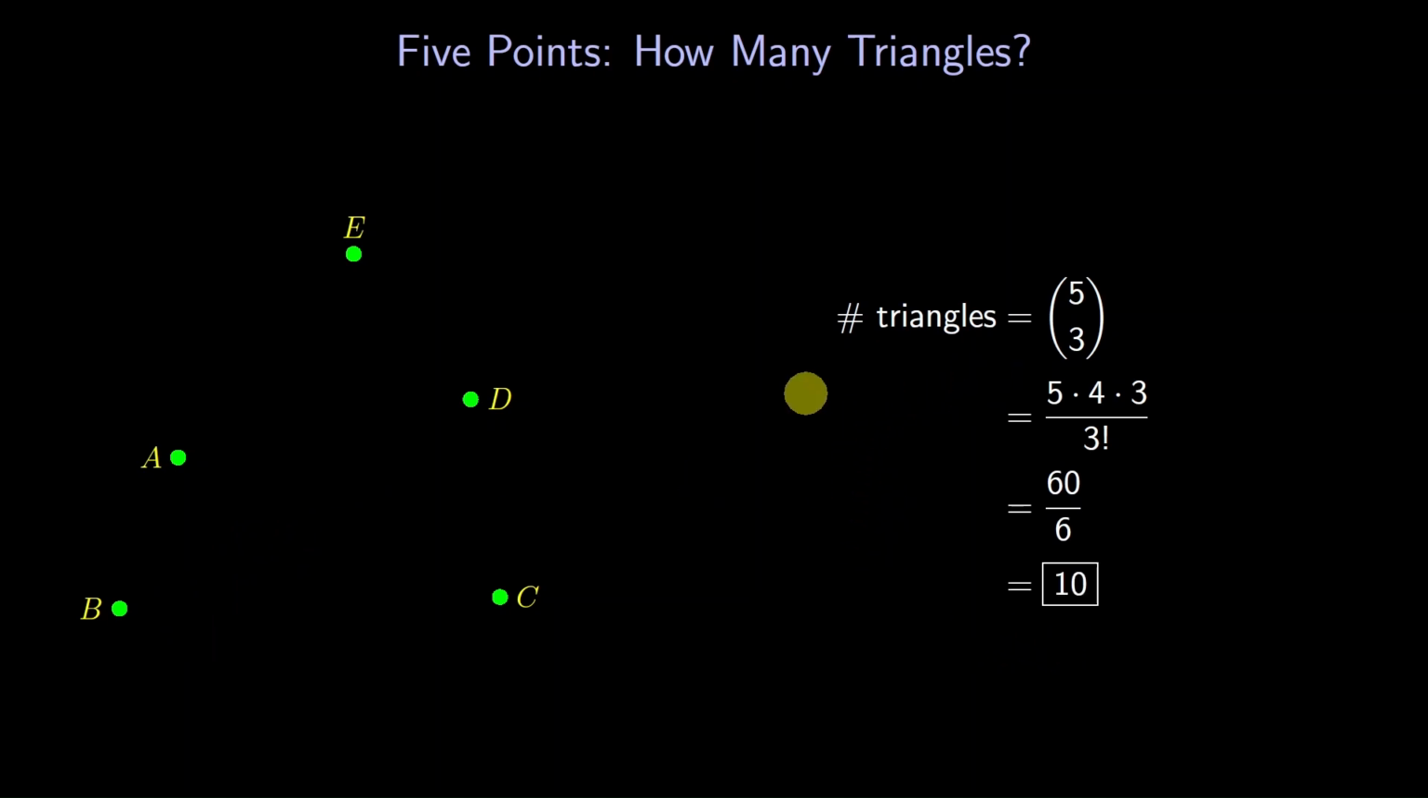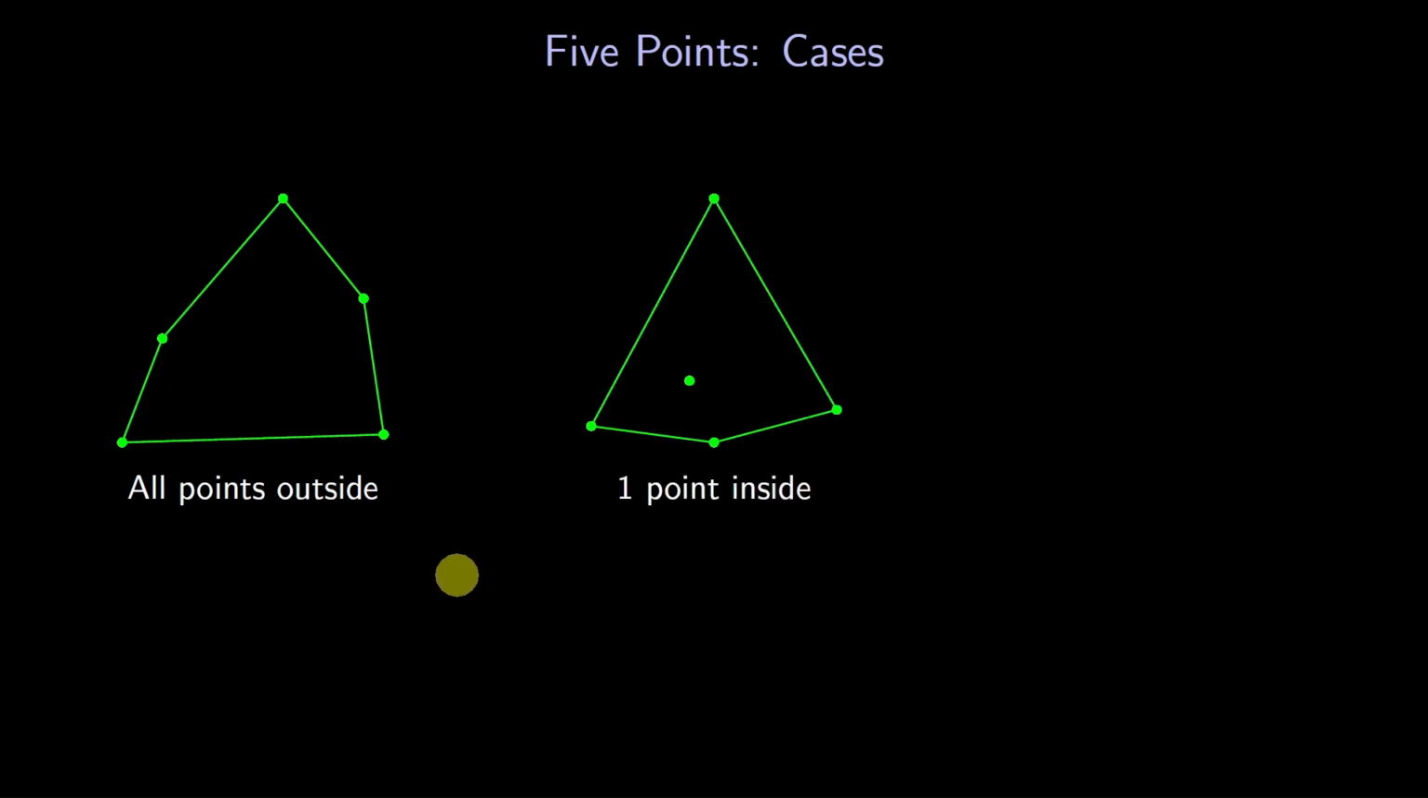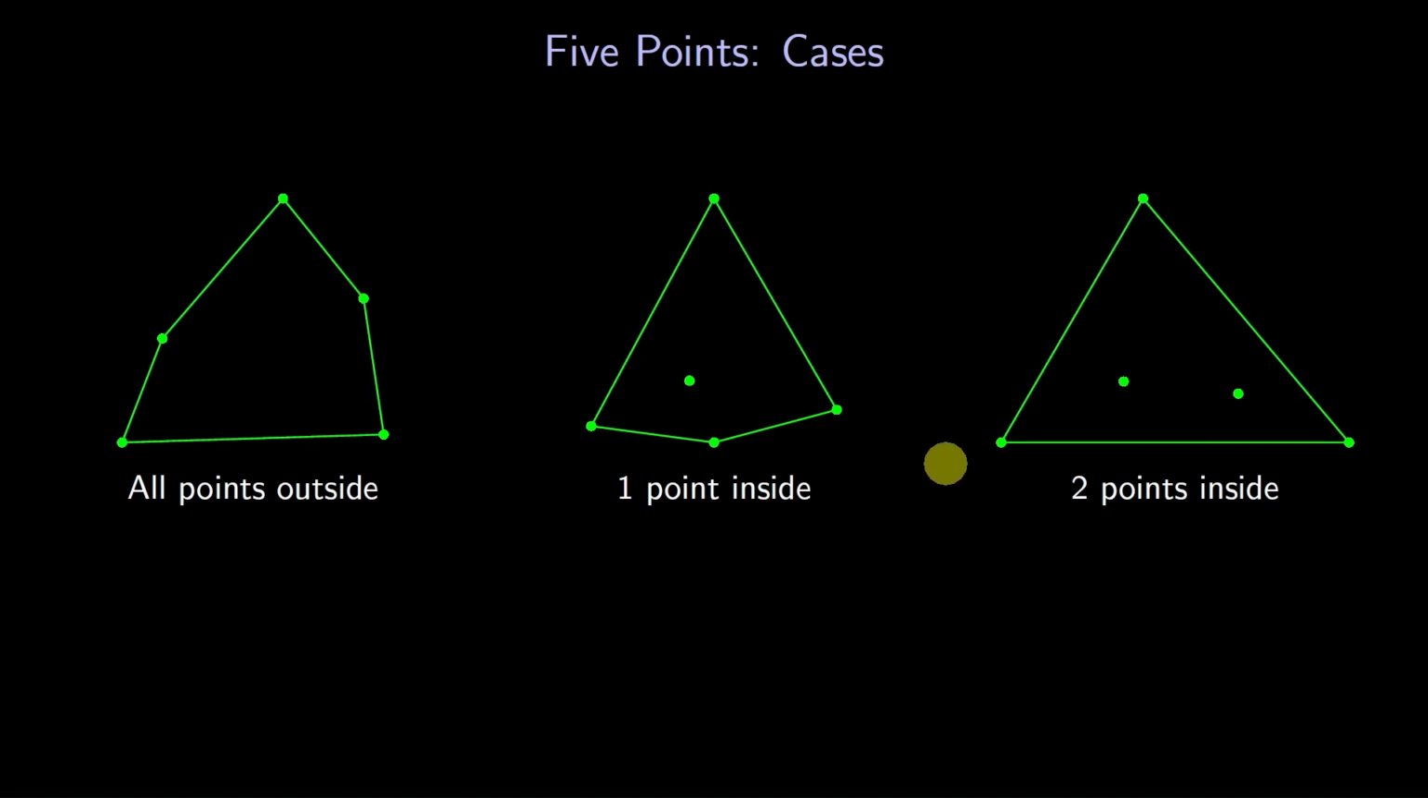Next, we need to count how many triangles are acute. The count depends on the exact configuration of the 5 points. We may have to split into cases. One case is when the 5 points form a convex pentagon, with all 5 points on the outside. A second case is when the convex hull is a quadrilateral, with 1 point inside. Are there any other cases? Yes, the convex hull could be a triangle, with 2 points inside, and we don't know where those 2 points are located. The cases are getting messy. We may have to divide some of these cases into subcases. We could make this approach work, but it doesn't look pleasant.